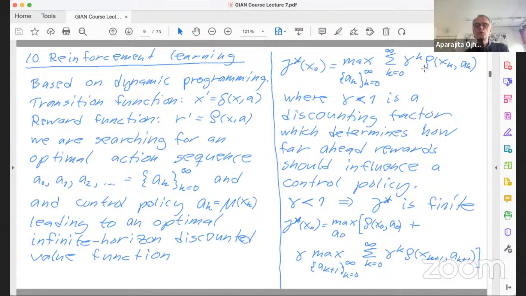contribution from future rewards. And this discounting factor is simply introduced to decide how far ahead these rewards should influence the control policy at time k equals 0. But it also means that since gamma is less than 1, you get a finite criterion, which is another theoretically important aspect here.